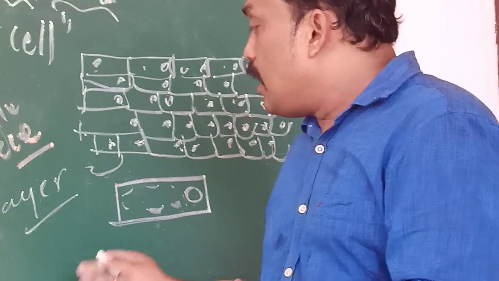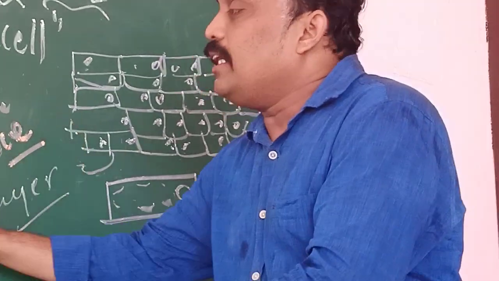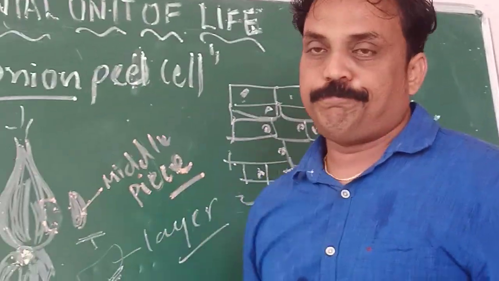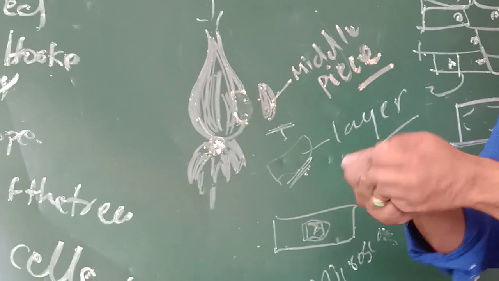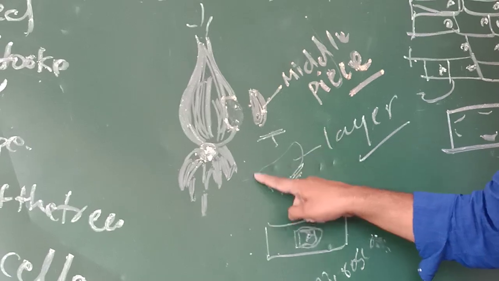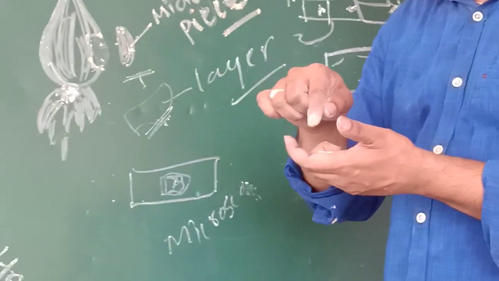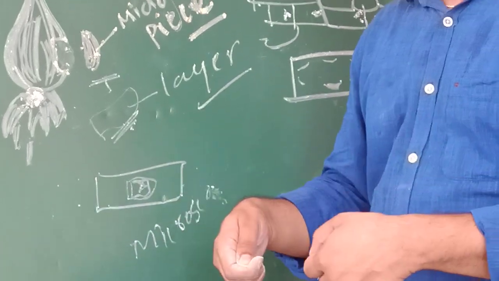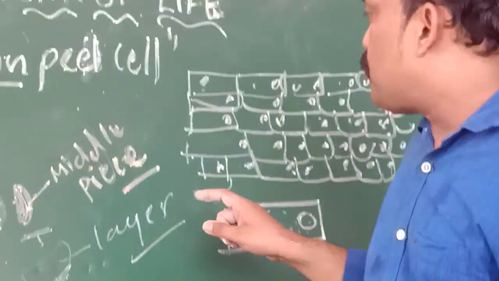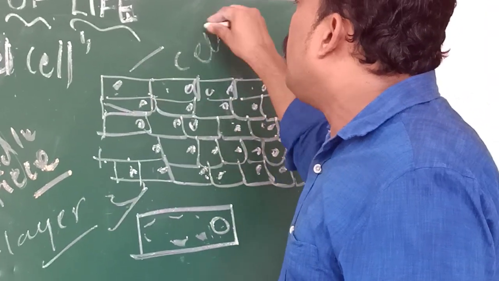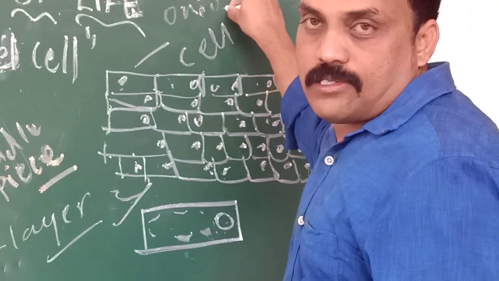This is the procedure. That means even onion is made up of cells. Simple experiment: take one onion, cut the middle piece, break it reversely. We collect a small thin white layer, keep it on a slide, pour one drop of glycerin, and keep it under the microscope. We will observe rectangular shaped structures. These are cells, onion peel cells. Okay, thank you.